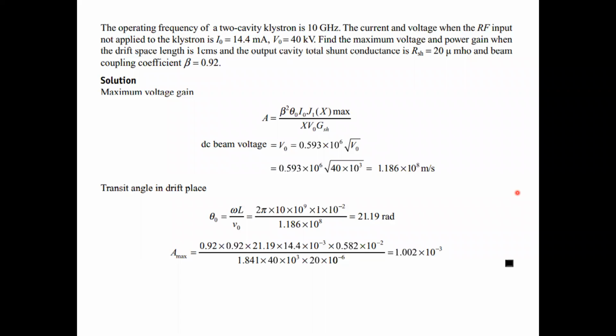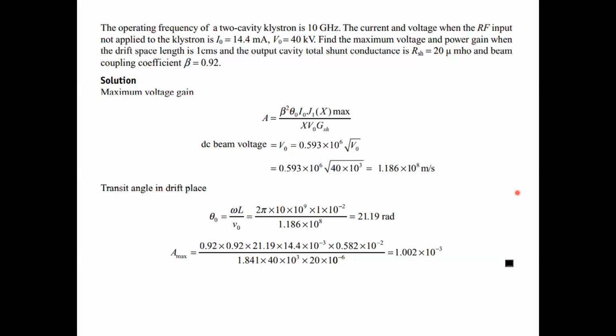So this is the actual data they mention. What is their intention? Try to evaluate the maximum voltage gain. How do we solve this voltage gain? First notice the equation. First recall or remember, just note the equation. Just recall the equation from theory. So in theory, what is the maximum voltage gain equation?